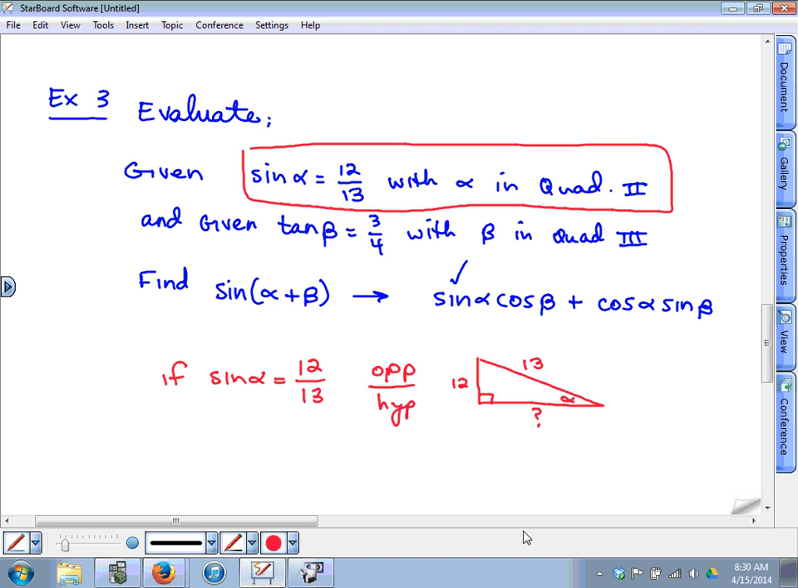You got 5? Anybody else? You got 5? Okay, I agree with you. This side of the triangle is 5.